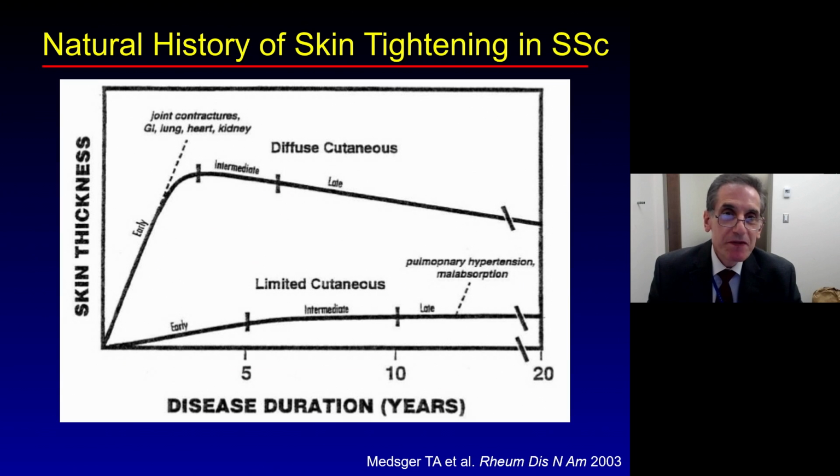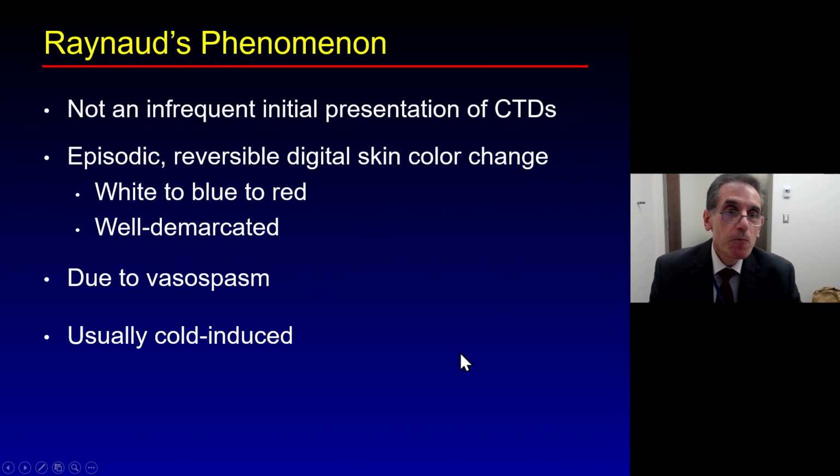And the natural history of skin tightening is very interesting in that diffuse cutaneous involvement develops early, and then the skin will sometimes loosen after 3 or 4 or 5 years. But remember, many of the complications associated with diffuse scleroderma, such as lung disease and heart disease and kidney disease, occur early in the first few years, whereas in those patients who have limited cutaneous involvement often develop complications later, such as pulmonary hypertension, which can occur 5, 10, and even 15 years later. So that's something to keep in mind.